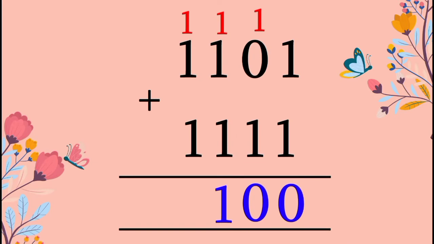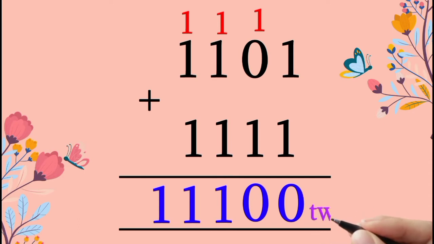So finally, we have 1 plus 1 plus 1. That will also give us 11. So we put down 1 and put down the remaining 1 in front. So now we have 11100 base 2.